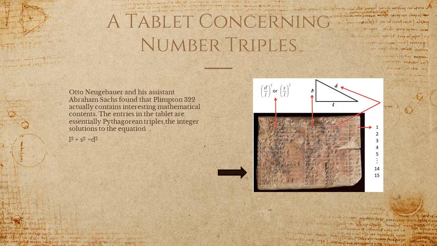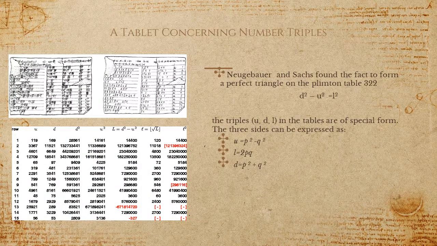The first column in Plimpton 322 is the square of a ratio, which can have one of two interpretations: either the square of diagonal over long side, or the square of short side over long side. This is the description of the four columns. The decimal conversion of Plimpton 322.